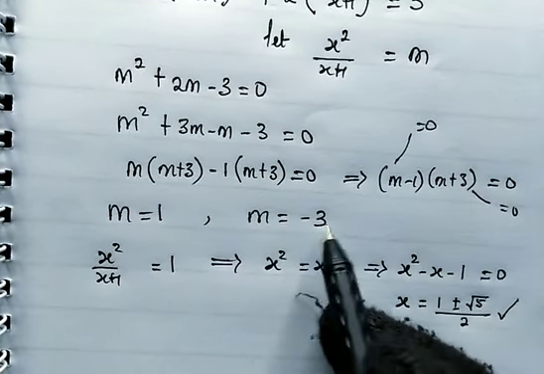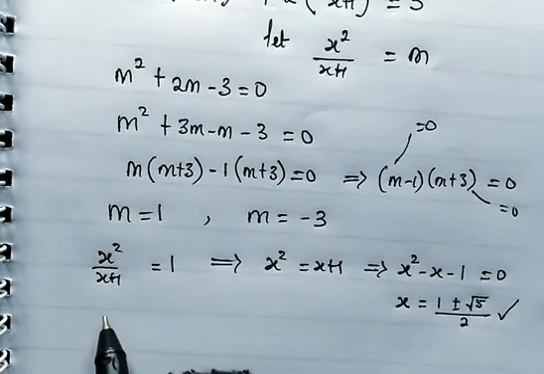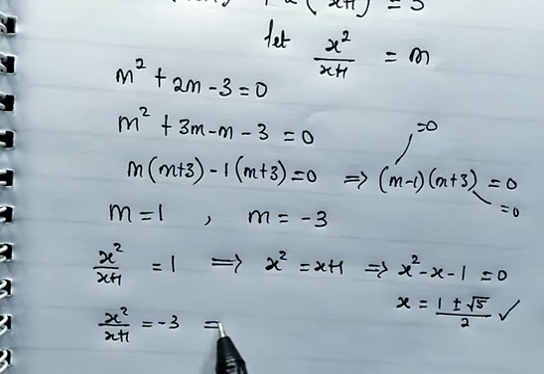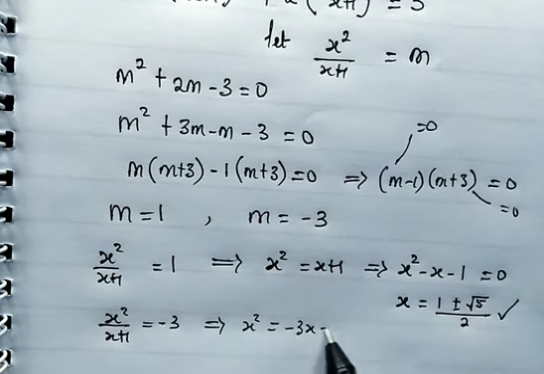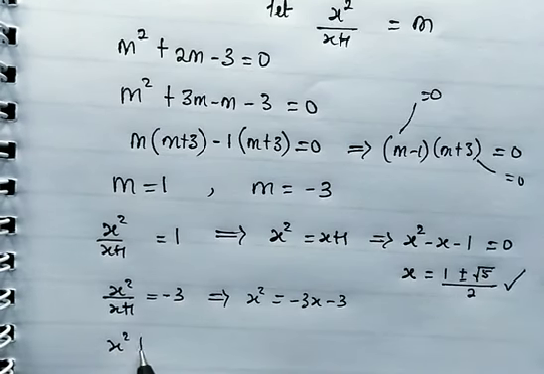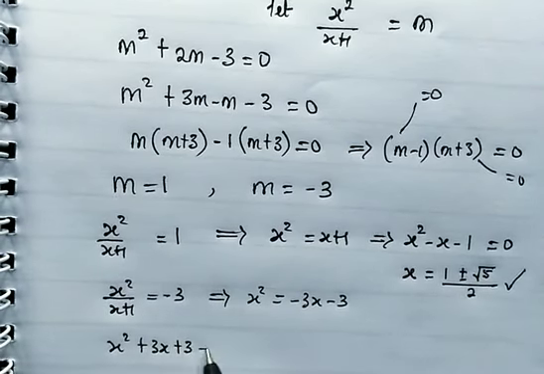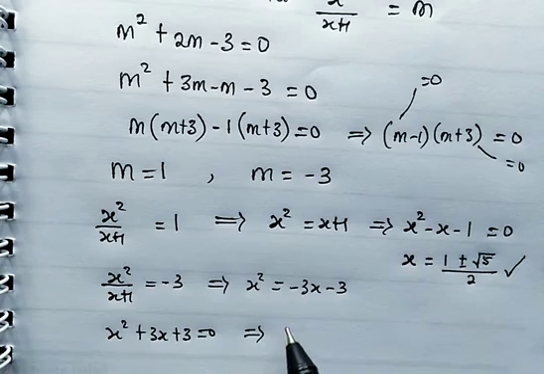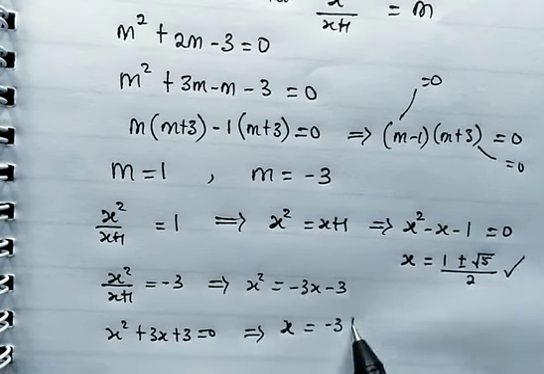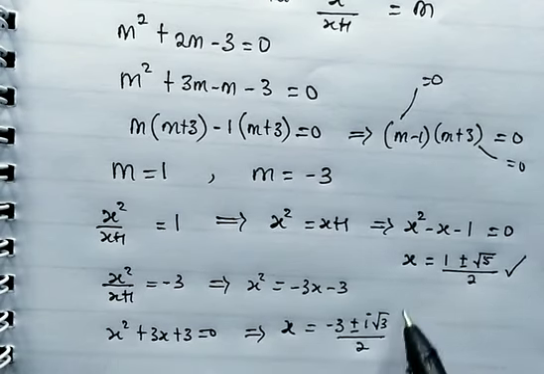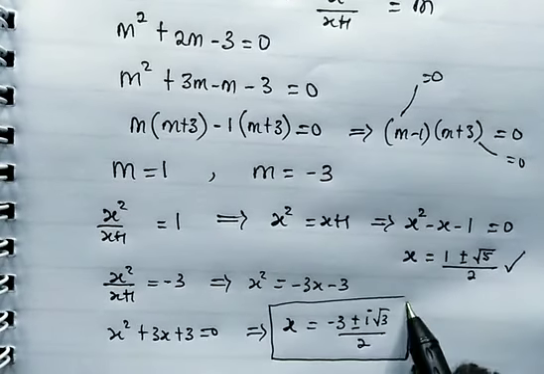Now when m equals negative 3, so here we get x squared divided by x plus 1 equals negative 3, and when we cross multiply, we get x squared equals negative 3x minus 3, right? So move the whole term to the left, so we get x squared plus 3x plus 3 equals 0, and we're very familiar with this general quadratic formula, which from here, this will give us negative 3 plus or minus square root of negative 3, which is i root 3, divided by 2. And here we have the complex solution.